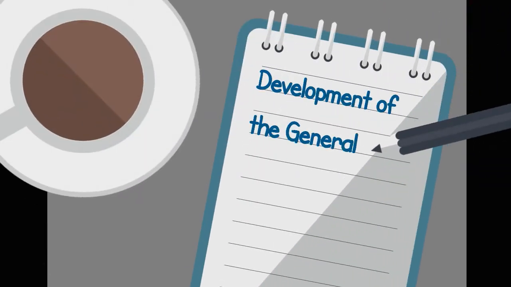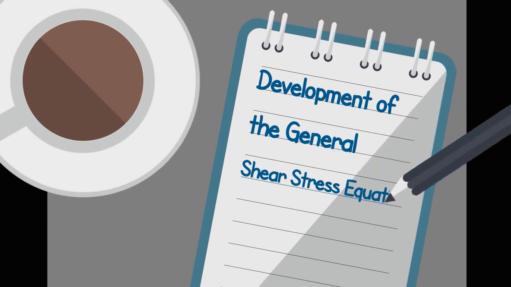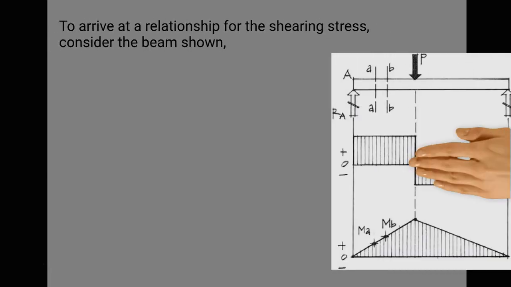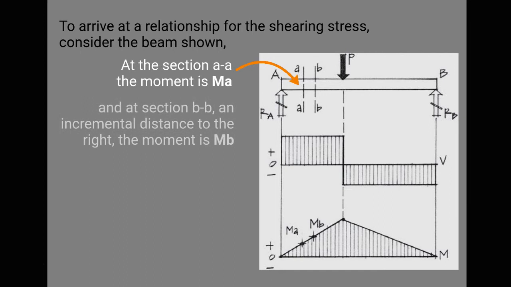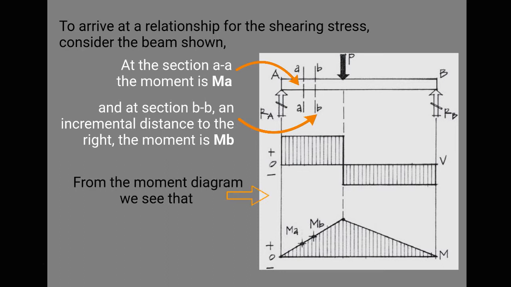Development of the general shear stress equation. To arrive at a relationship for the shearing stress, consider the beam shown. At the section A to A, the moment is MA. And at section B to B, an incremental distance to the right, the moment is MB. From the moment diagram, we see that MB is greater than MA.